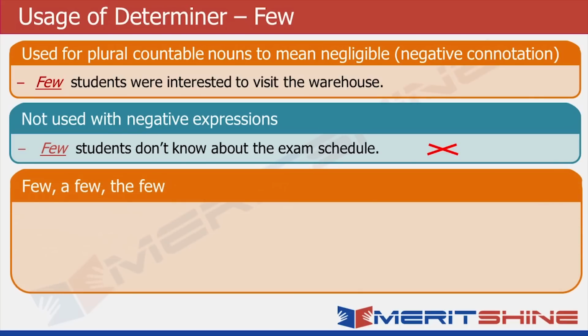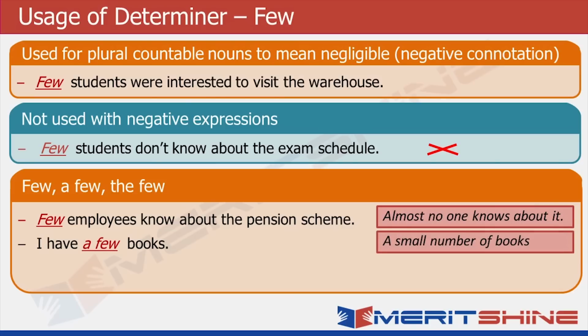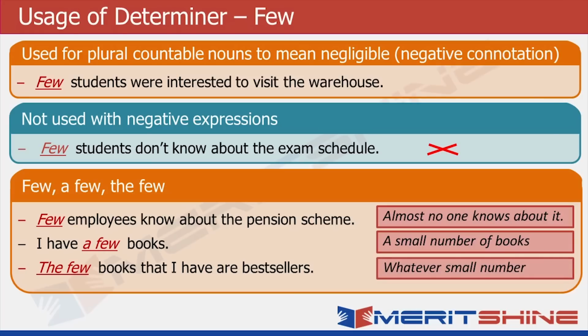Let us look at some examples. Few employees know about the pension scheme. Here few implies that almost no one knows about it. I have a few books. Here a few books denotes very small number of books. The few books that I have are bestsellers. The few books denotes whatever small number of books the writer or speaker has.